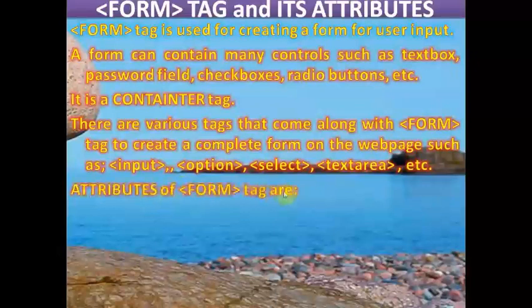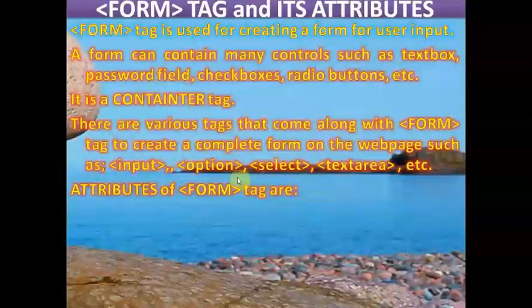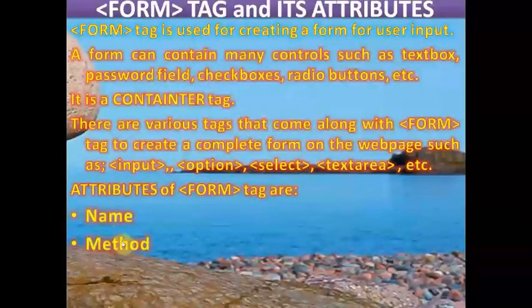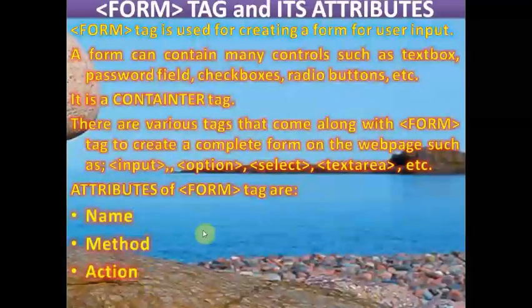Now next number, attributes of form tag. First of all, you have to understand what are the different attributes of form tag. So here are some attributes of form tag. First number is name, next number is method, and another is action. Name specifies the name of the form, unique name of the form.